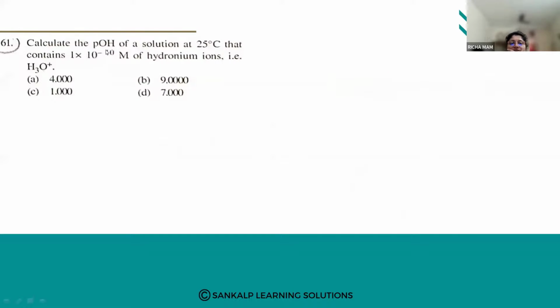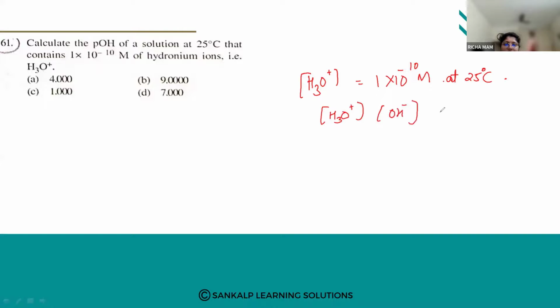Calculate the pOH of a solution at 25 degrees Celsius that contains 1 into 10 raised to minus 10 molar of hydronium ions, that is H3O plus. How are we calculating this? Hydronium ion concentration is 1 into 10 raised to minus 10 molar at 25 degrees. So hydronium into OH minus is equal to 10 raised to minus 14.